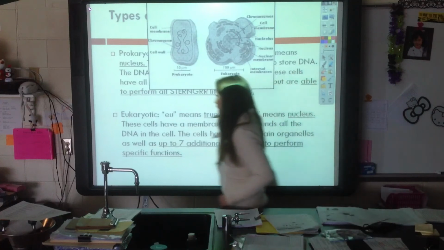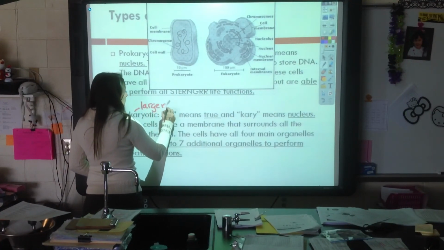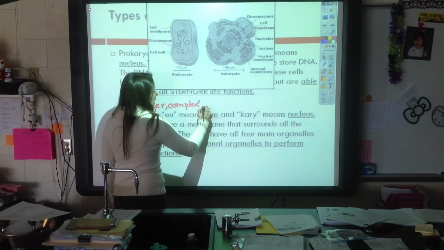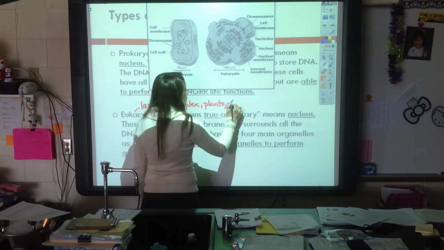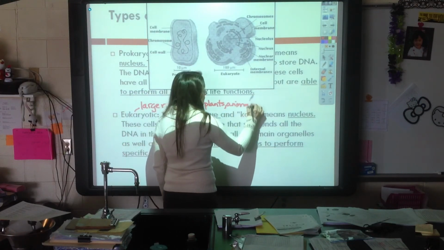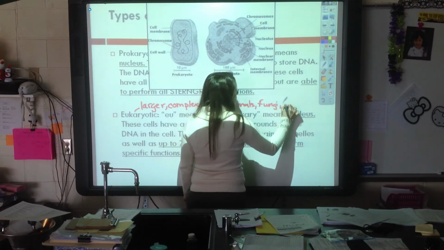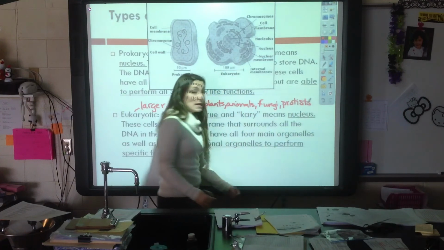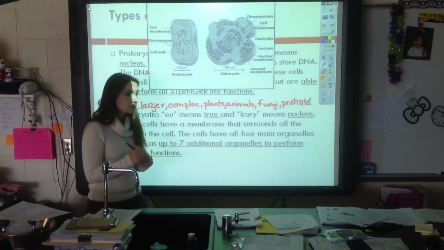So let's add that in. Eukaryotes are larger, they're complex, and they include plants, animals, fungi, and protists. So many different things are eukaryotes with these complex cells.